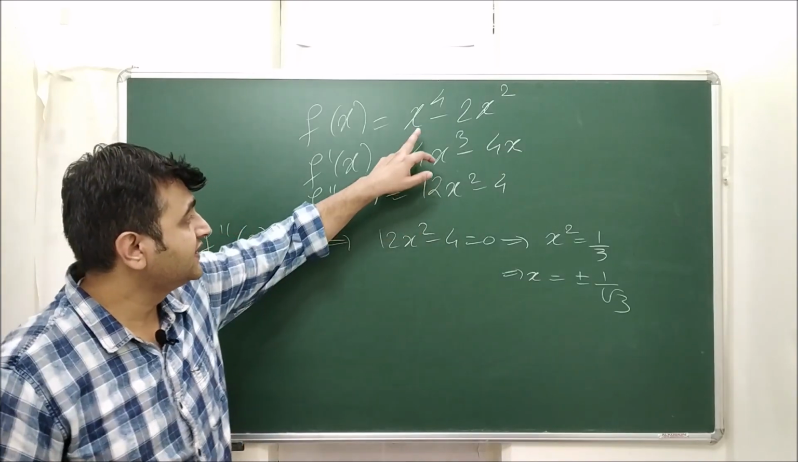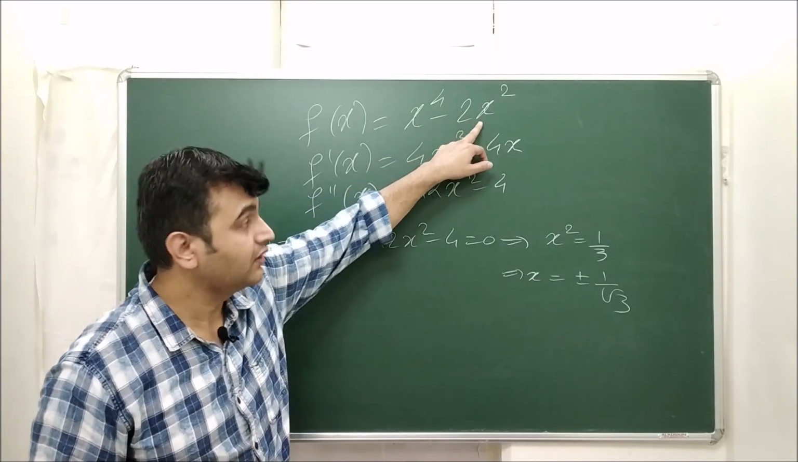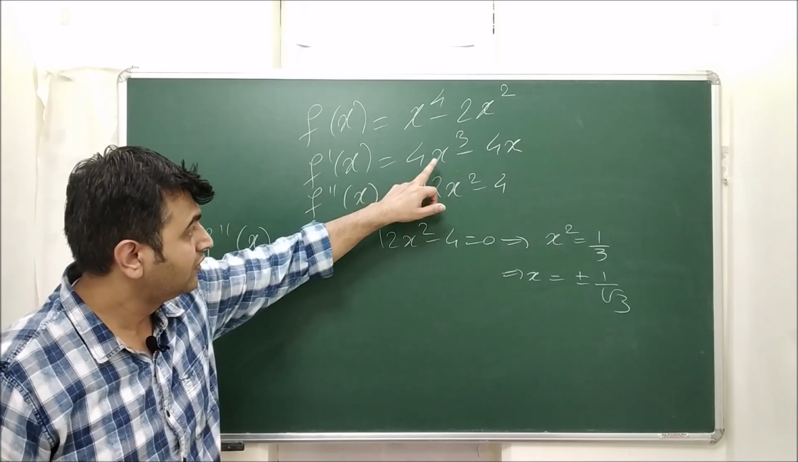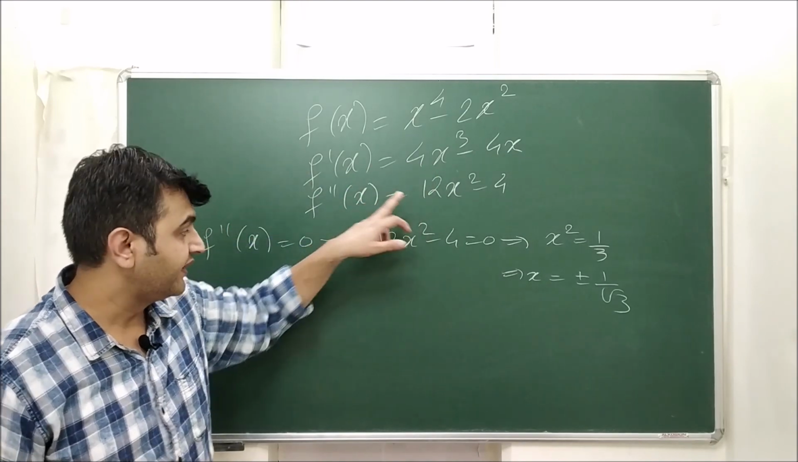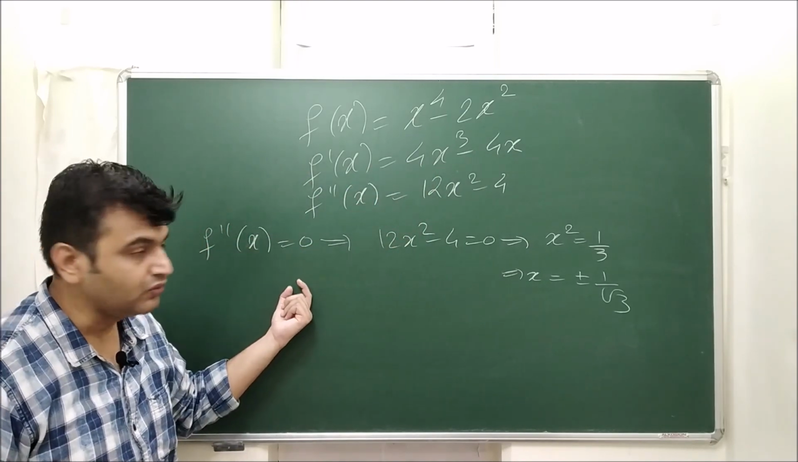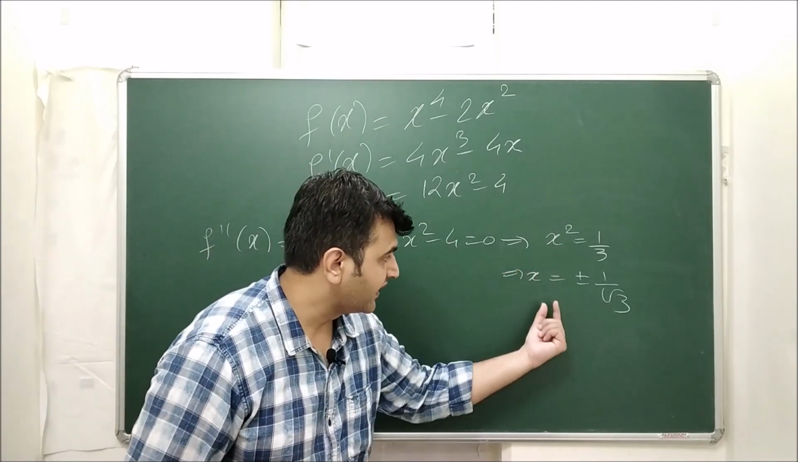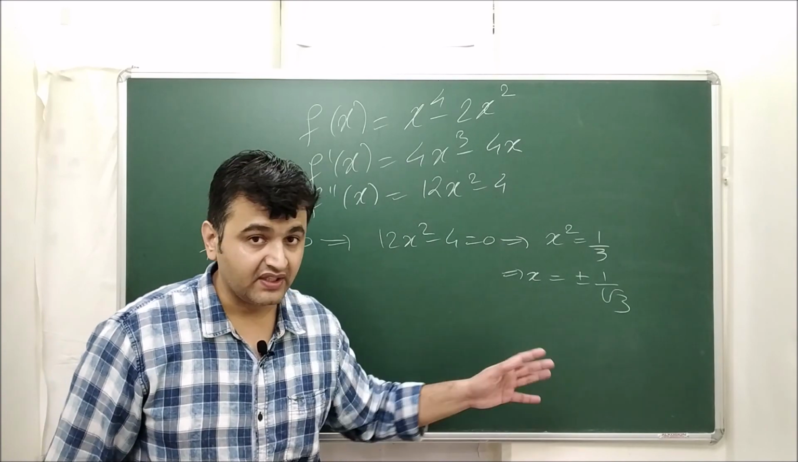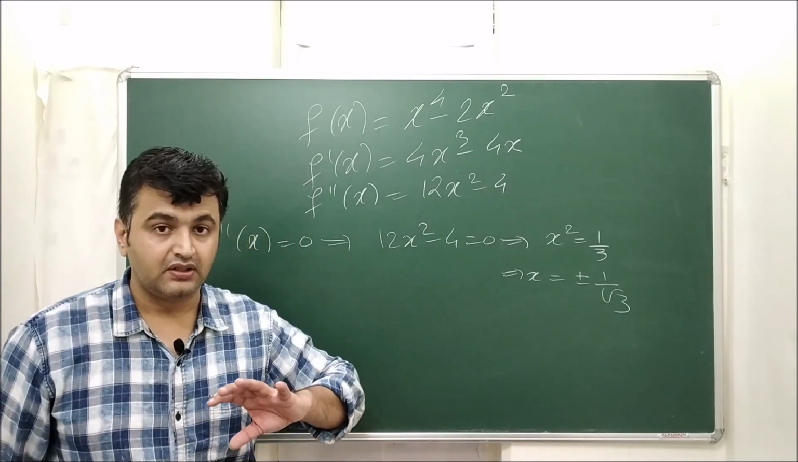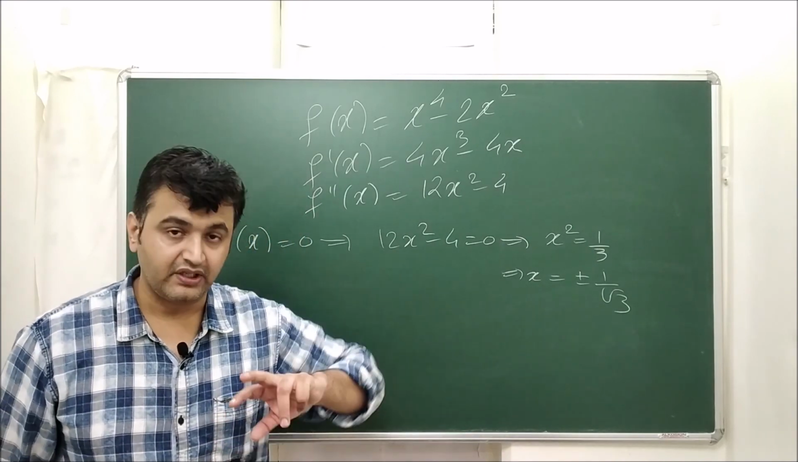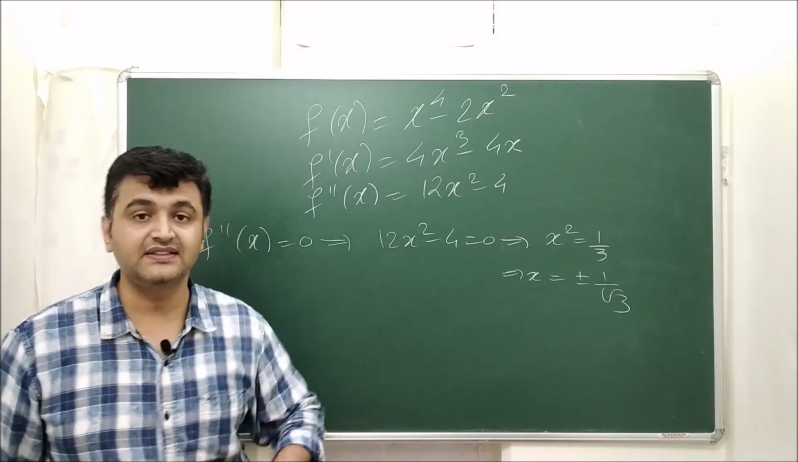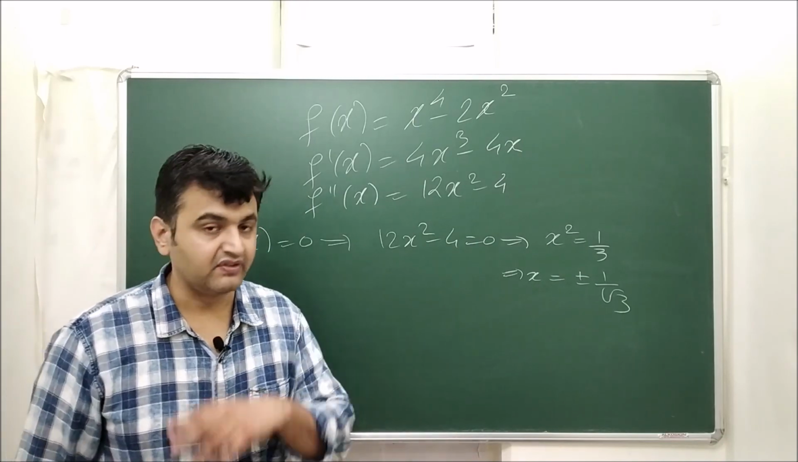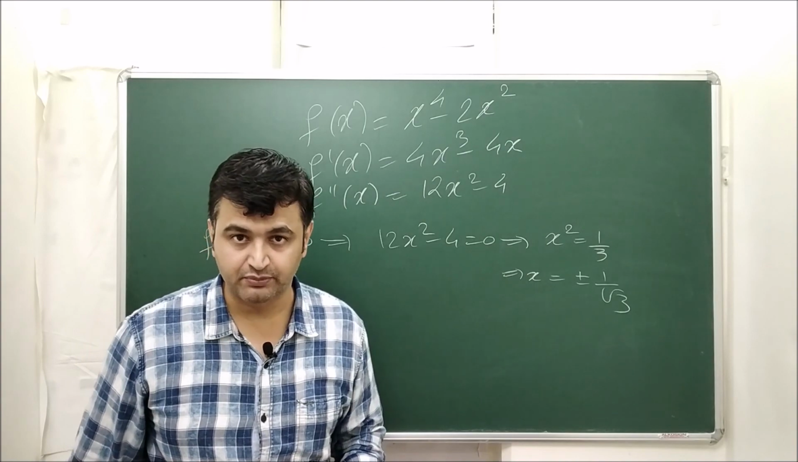So suppose your function is x raised to 4 minus 2x square. You find the first derivative, you find the second derivative, then you set the second derivative equal to 0, and when you do the calculation, your x comes out to be plus minus 1 by root 3. This may not be the inflection point. You need to see whether the double derivative is changing sign. If the double derivative is changing sign, that means it's an inflection point. If it's not changing sign, it's not an inflection point.